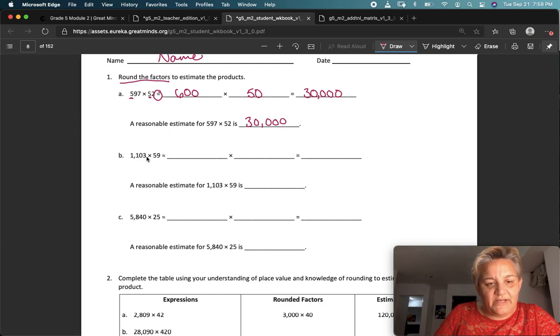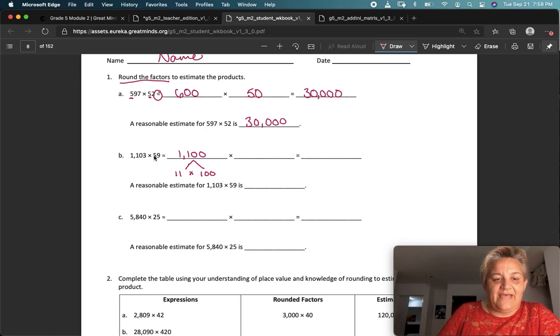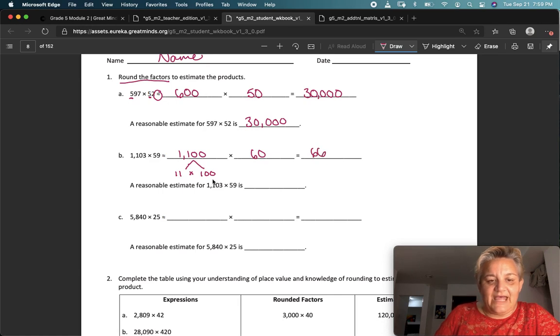We've got 1,159. Okay, so let's go ahead and round this one to 1,100, okay? Which could also be 11 times 100, right? If we want to factor that out like that. And this 59, we're going to round up to 60, okay? So now we've got 60 times 11 would be 66. And then we've got 1, 2, 3 zeros. Do you see what I did there?